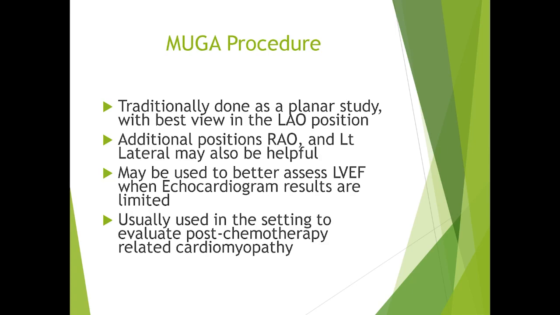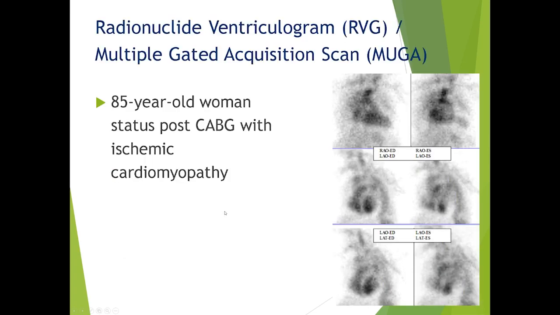They may be used to better assess LVEF when echocardiogram results are limited, for example, but most often are used in the setting of evaluating post-chemotherapy related cardiomyopathy, and in some cases also following CHF. Here is a study of a patient who was status post CABG with an ischemic cardiomyopathy. We can see the RAO, LAO, and left lateral views, with the end diastolic images on the left side and the end systolic images in the right column.